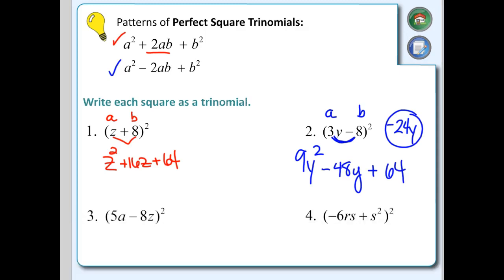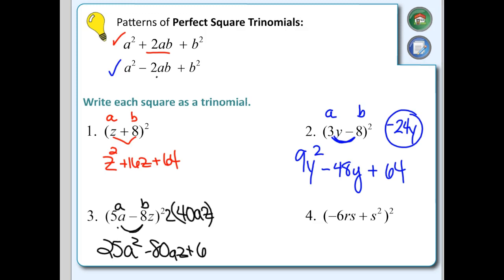Let's see, is there another one down here? Let's try another one. So this is A and this is B. We take the first term and we square it. What's 5A squared? Well, that's going to be 25A squared. Now remember, we multiply these two together. 8 times 5 is 40AZ. And now we've got to double that because of the 2AB up here. So that's going to give me negative 80AZ. And then we take the last one and we square it, plus 64Z squared.